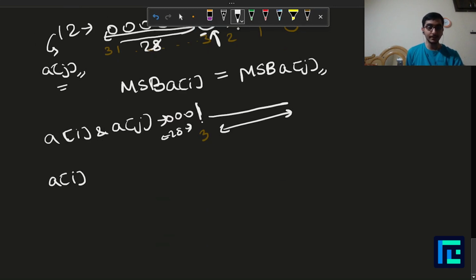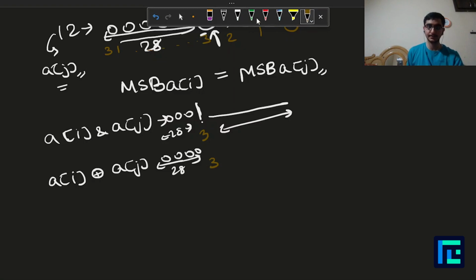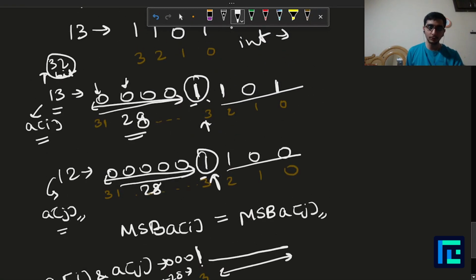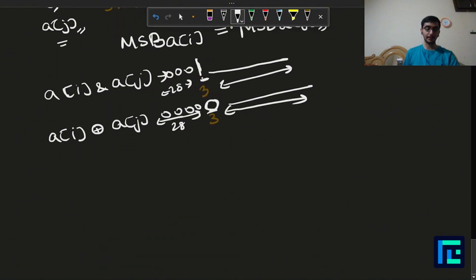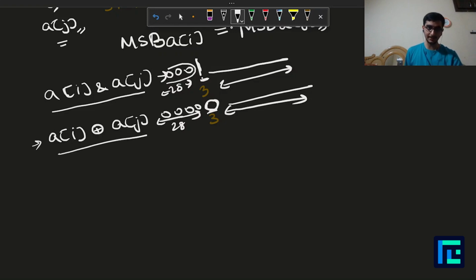What would be A of i XOR A of j? It would be 28 zeros right in the front. But what would be the value at the third index? Let's check that. Because both of the bits are equal to 1, the XOR would be 0, right? XOR is 0. And again, I don't want to consider what is here. Let's leave it for a second. But here I see that for A of i AND A of j, and also for A of i XOR A of j, this prefix is the same, the 28 zeros. And this is the first bit where they differ, right?